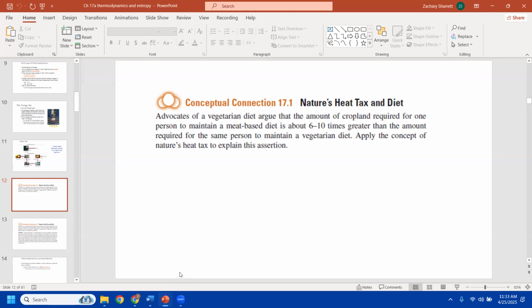So, anybody in here agree with this? Anybody ever hear people explain to you why they're vegetarian or vegan and how they're saving the earth? So, based on this, how does that work? Any thoughts? Yeah?